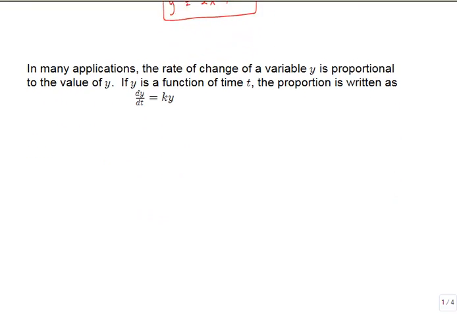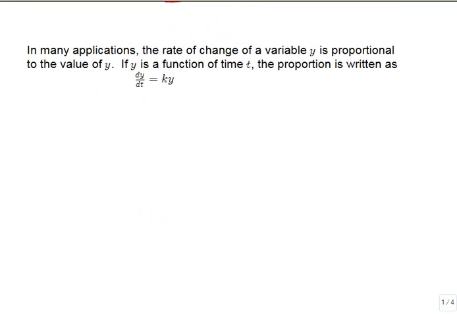Now, in many applications, it turns out that the rate of change of a variable y is proportional to the value of y. That statement right there means this. The rate of change, which is a derivative, so dy over dt, I'm going to use t in this case, is proportional to, which means is multiplied by, a constant k.